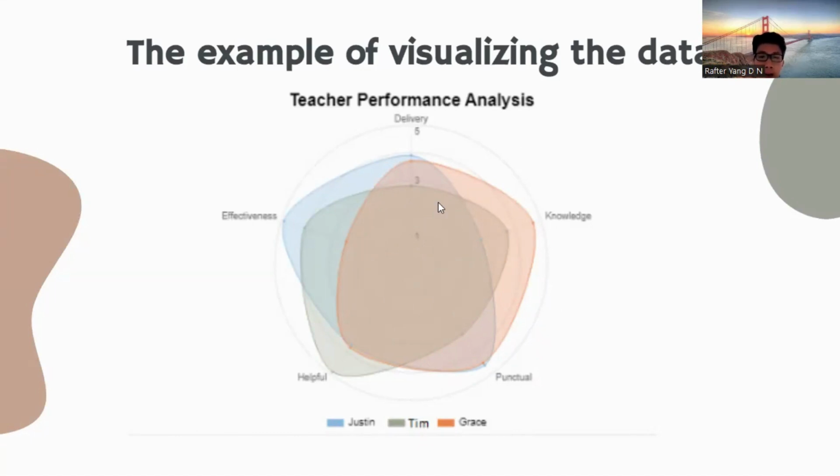But overall, we can also see that these three teachers do not have good results on the delivery. So by visualizing the data, we can get the meaning or the main point of the data easily and quickly. For further discussion and examples of types of data visualization, it will be discussed by my colleague. Thank you.